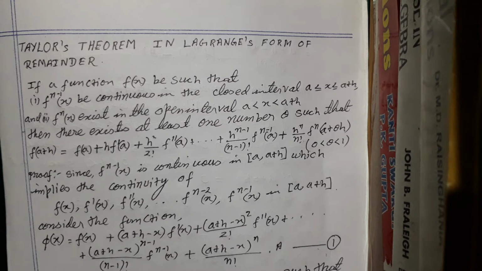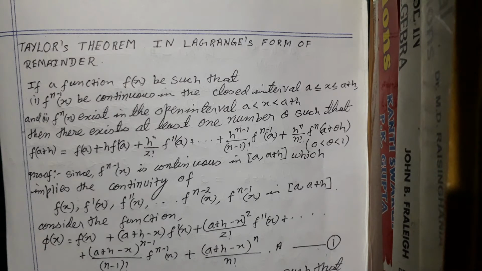In this theorem, it is given that f^(n-1) is continuous in the closed interval. That means all the derivatives of order below n-1 will be continuous. It has also been given that f^(n)(x) exists, meaning f^(n-1)(x) is differentiable in the open interval. If these two conditions are satisfied, then this equation should be true. We want to prove that this equation is true.